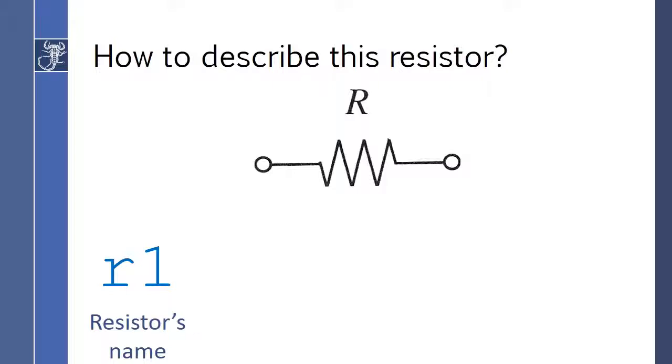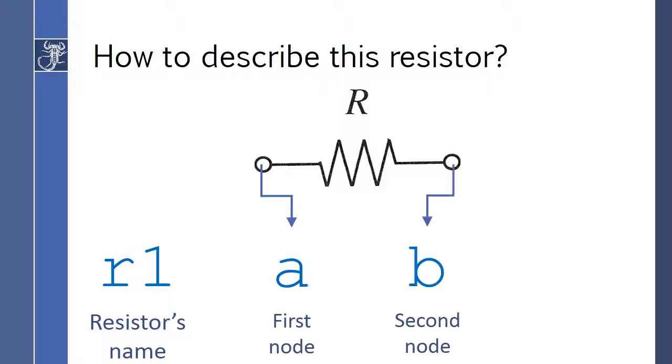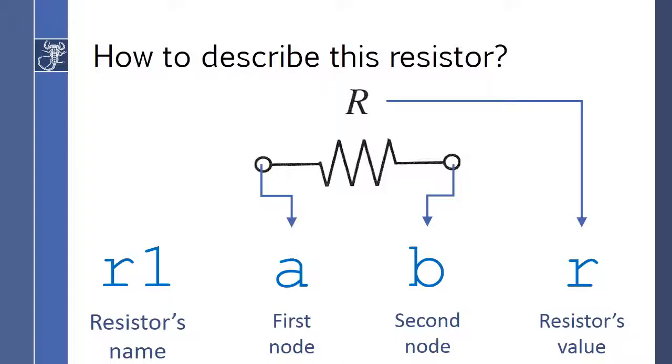The second piece of information is the first node where the resistor is connected. The third piece of information is the other node in which the resistor is connected. The names for the nodes can be any number or letter as long as they are unique and non-reserved. The fourth piece of information is the value of the resistor in ohms. This value can be numeric or it can be symbolic. We want to make sure that we separate these elements of the description using commas.